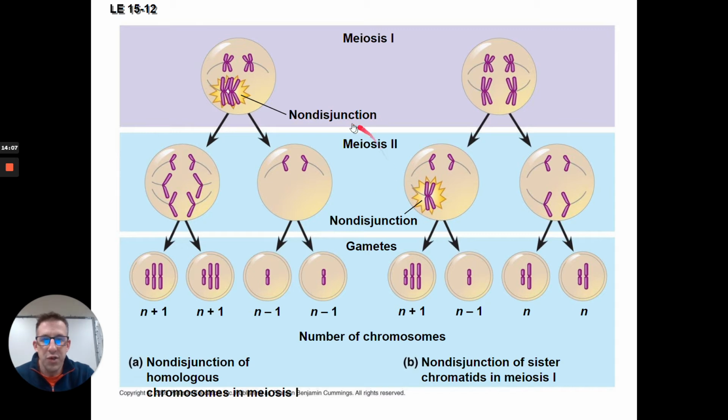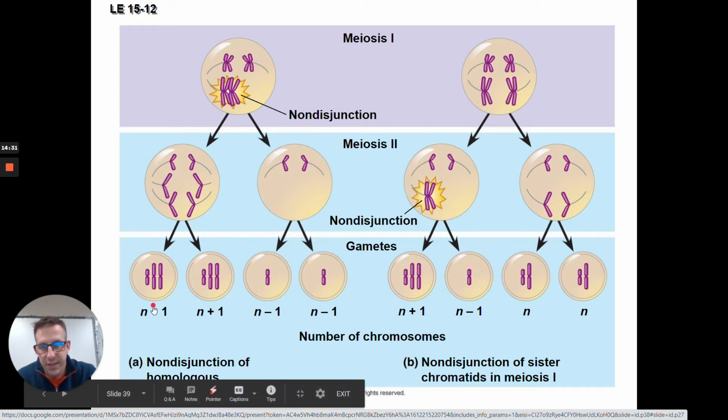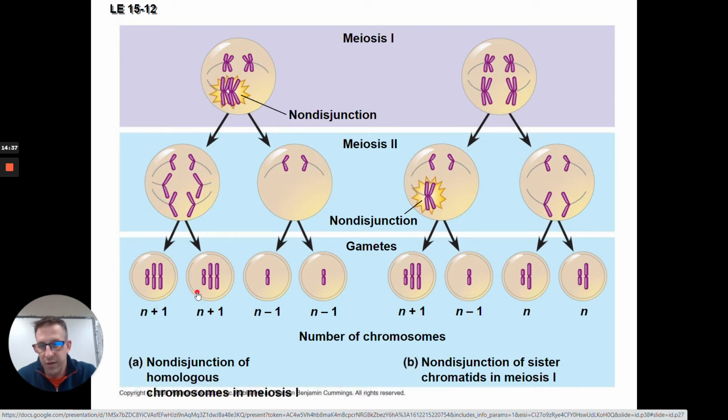Okay? So a non-disjunction event could occur in meiosis 1, in which the homologous chromosomes themselves do not separate, as we see here in this diagram. The homologous chromosomes never separated during anaphase, and what that leads to is a much more serious case of non-disjunction than the other side over here. Because what we see when we finally get down here to the gametes is that this sperm or egg might have one extra chromosome, this sperm or egg might have another extra chromosome than it should, and these two here are missing a chromosome. So in this case, every gamete that was produced in this event is screwed up.